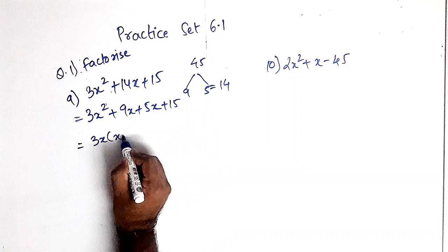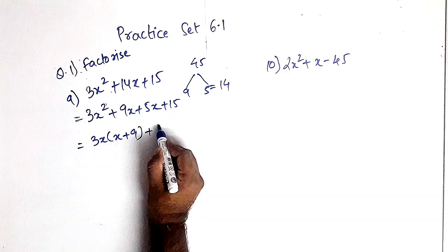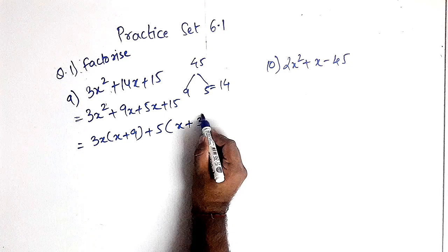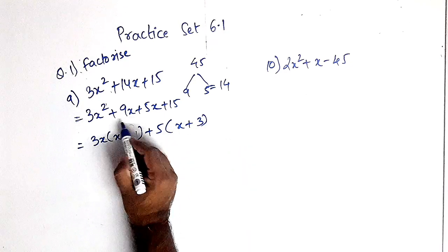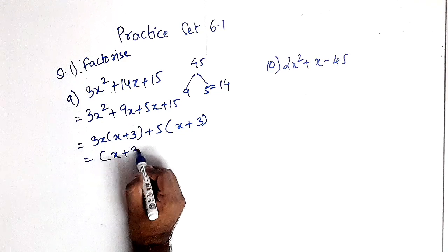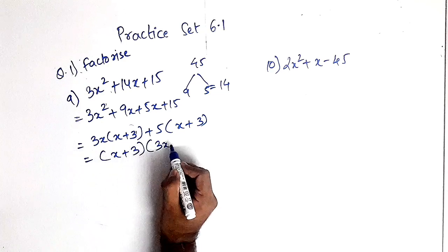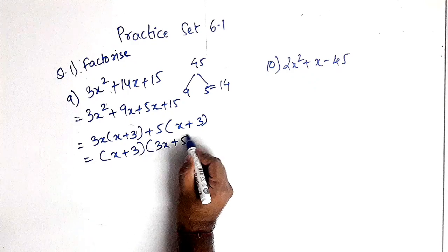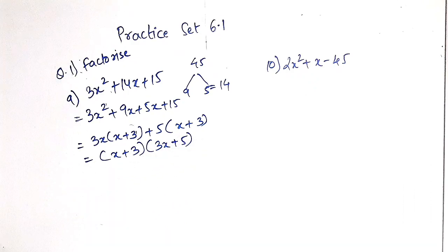3x common, x plus 9 remains, plus 5 common, x plus 3 remains. Okay, here also, I beg your pardon, this will be 3. Okay, now what is common here? X plus 3 common, 3x plus 5 remains.